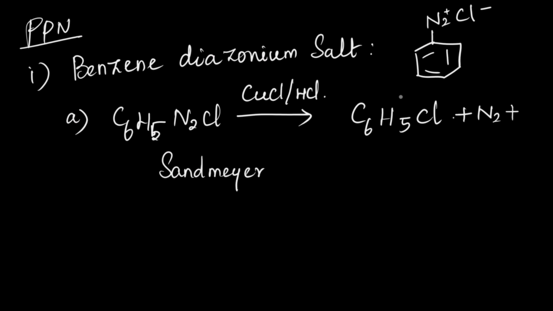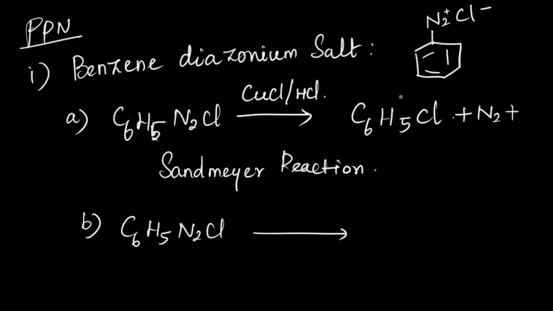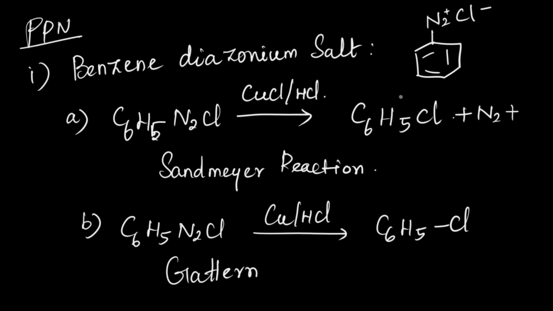Again, we will talk about this reaction in the amines chapter. This is a super important reaction, and the next one is equally important. That is C6H5N2Cl with Cu and HCl. Any halogen you can replace. You can put HBr also, which will give us C6H5Cl, that is chlorobenzene, along with N2 elimination. So this is called the Gattermann reaction.